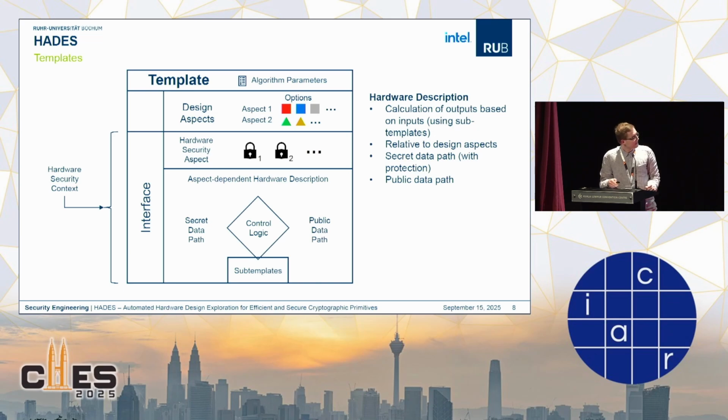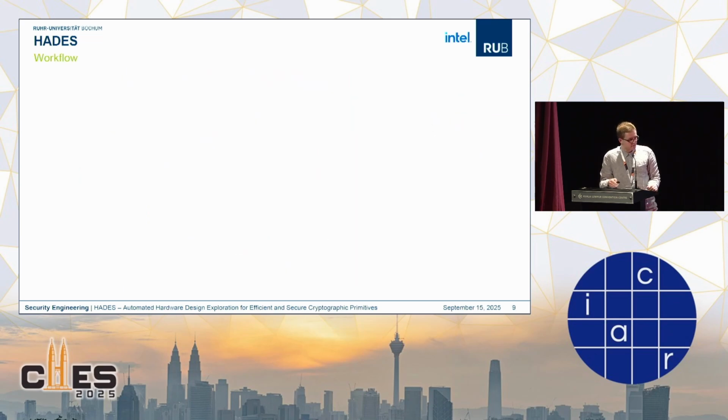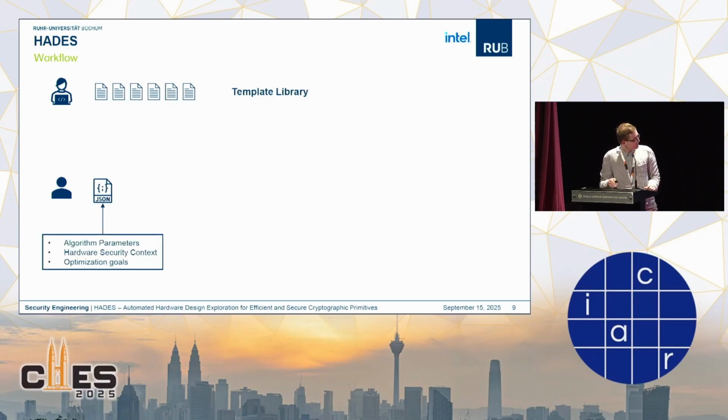And now that I've talked you through the template, I want to briefly go over the design flow of HADES. So in HADES, we distinguish between template developers and template users. On the one hand, we have the template developers who are experts in hardware development. And what they do is they design hopefully well-written templates in some kind of template library that then the template users who might not be so familiar with hardware can use. And template users can use HADES via a simple JSON file where they can give in some algorithm parameters, the desired hardware security context, the desired optimization goals, and some more things.